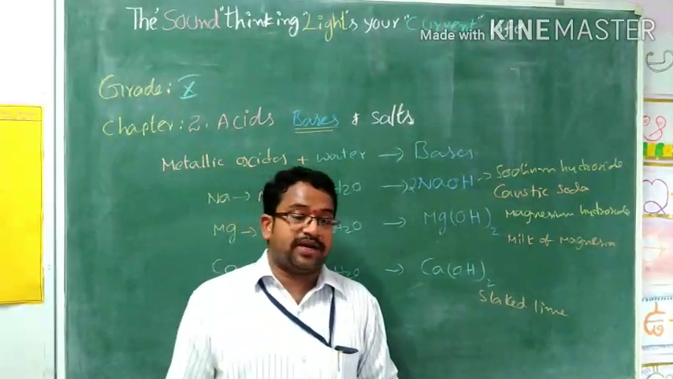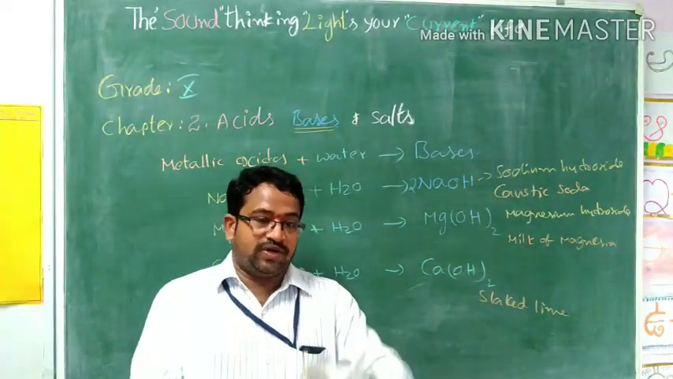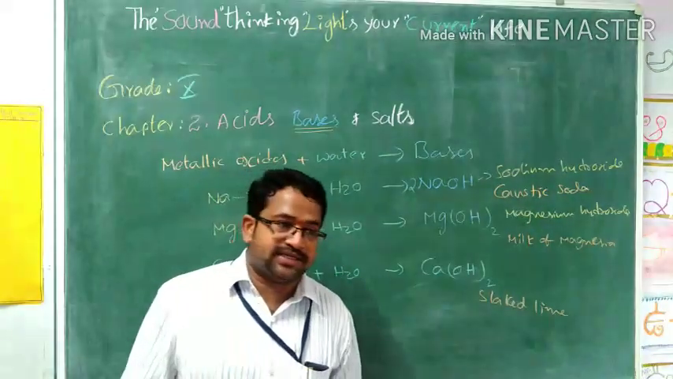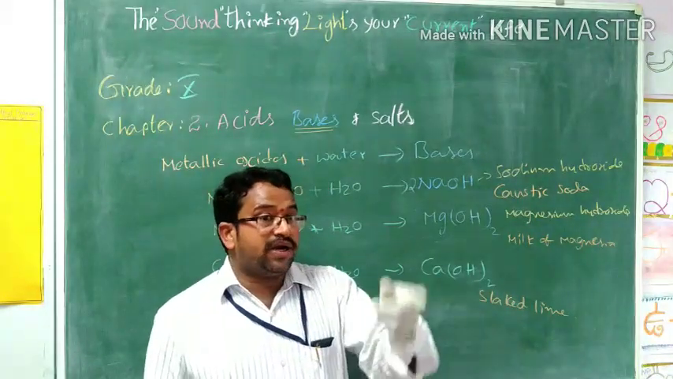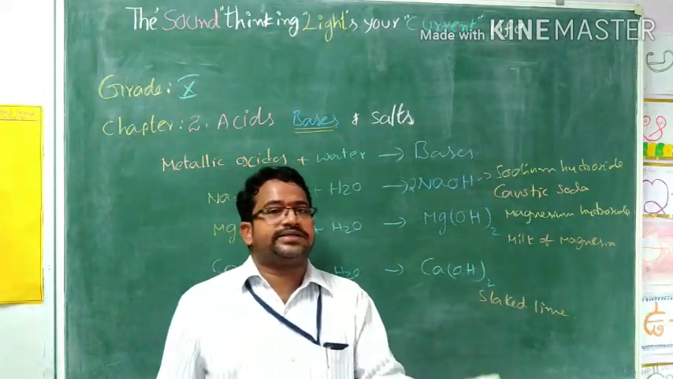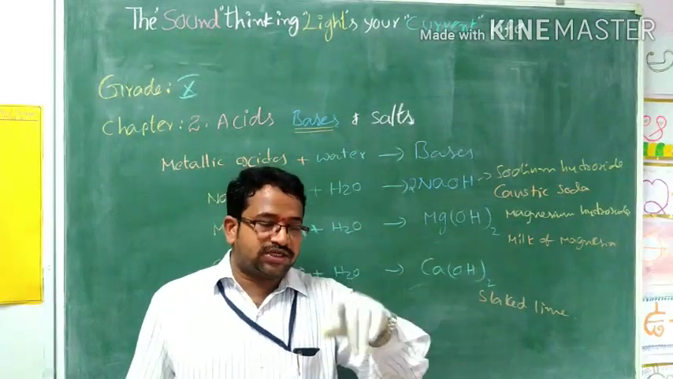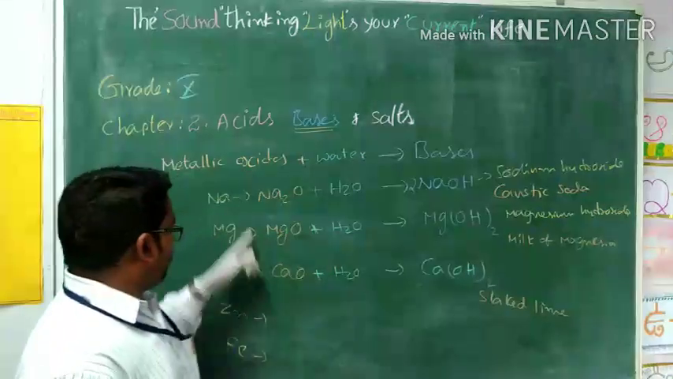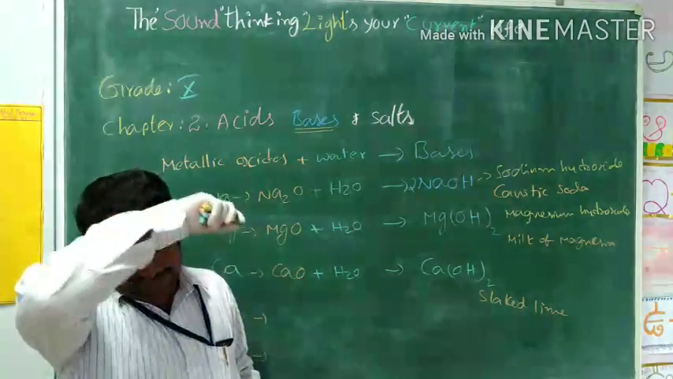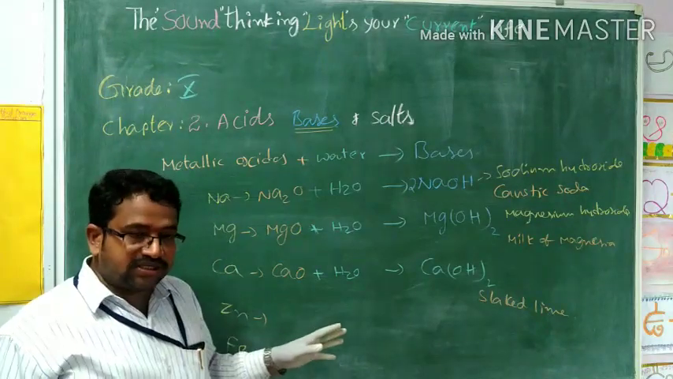For example, carbon dioxide. Yesterday we did one thing: when you open a soda bottle, immediately carbon dioxide gas is evolved. Carbon is a non-metal, and it is an oxide. Non-metallic oxides are ready to produce acids, so non-metallic oxides are mostly acidic in nature. Metallic oxides are mostly basic in nature. I think it's clear for you.